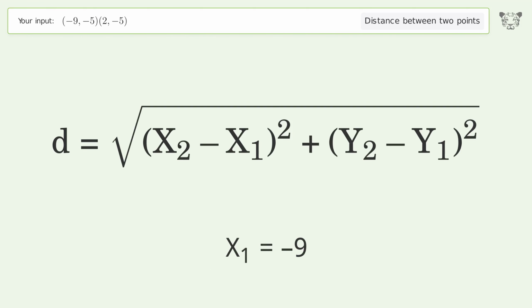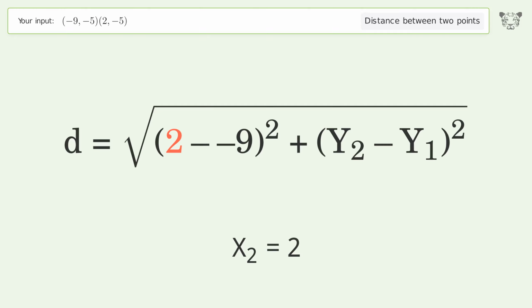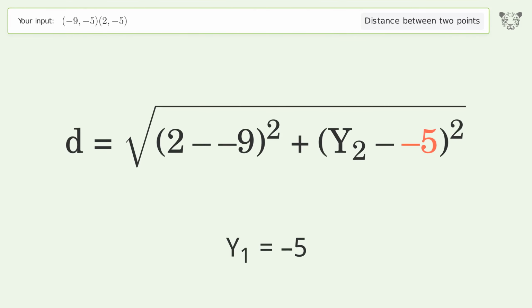x1 equals -9. x2 equals 2. y1 equals -5. y2 equals -5.